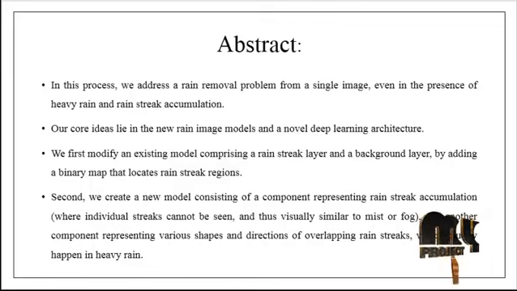By using this binary map, we can exactly identify where the rain streak is present and where it is not present. Second, we create a new model consisting of a component representing the rain streak accumulations, where the individual streaks cannot be seen and thus look visually similar to mist or fog, and another component representing the various shapes and directions of the overlapping rain streaks, which usually happen in heavy rains.